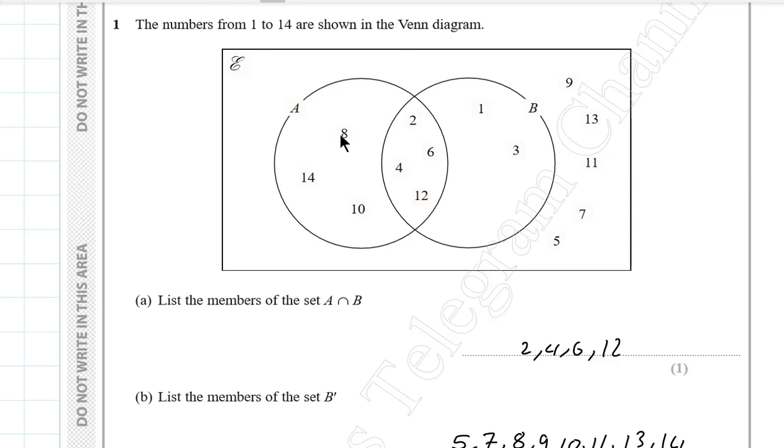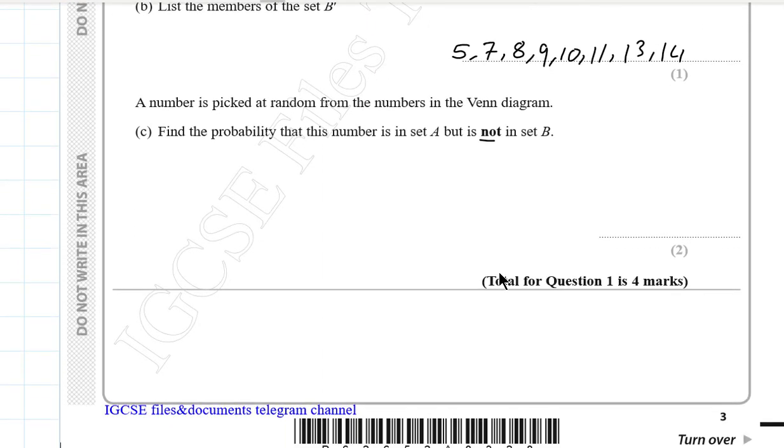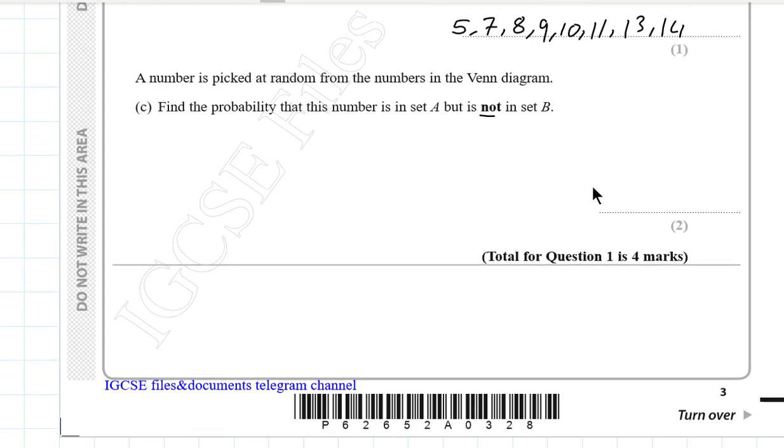So we are searching for the elements that are in A but not in B. 1, 2, 3, just 3 elements. So the probability will be 3 out of 14. Okay?